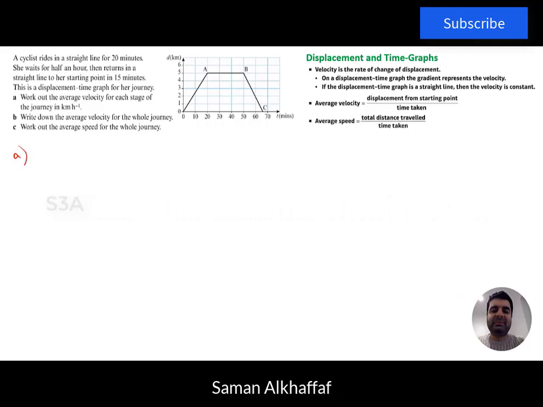So for part A, we say the journey from 0 to A equals, in time, approximately 20 minutes, and in terms of the displacement, it will be 5 kilometers. So for us to find the velocity, v will be displacement over time.